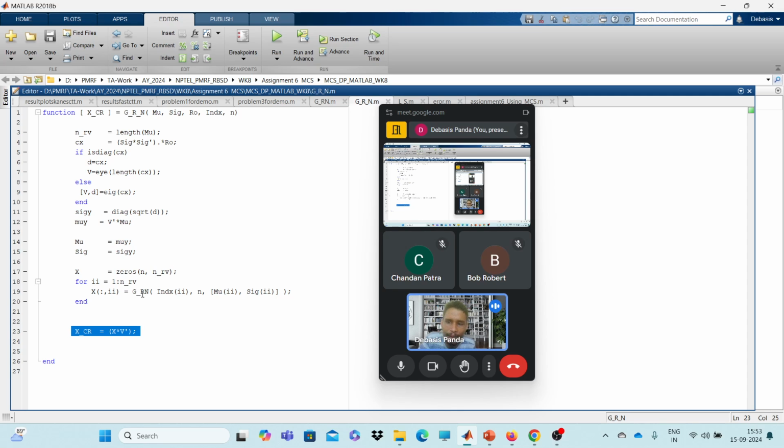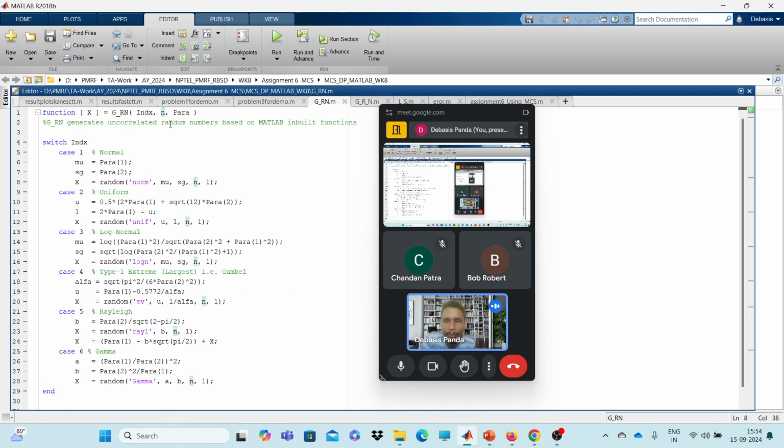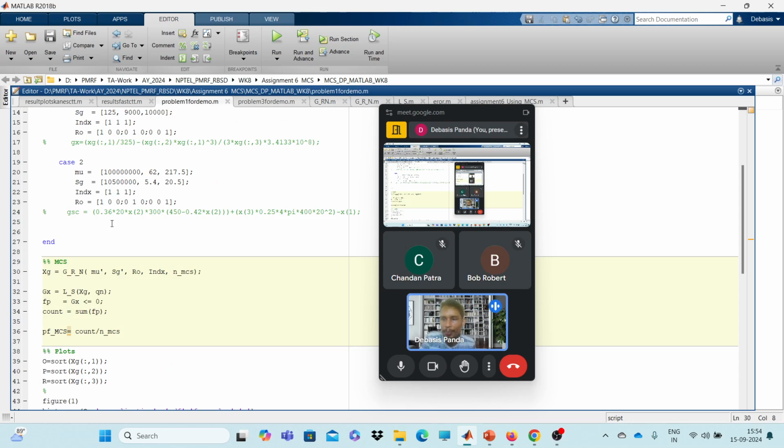Then after uncorrelation, it calls GRN, that means the random number generator, based on index and number of samples. How many samples you want to generate. So here I have provided these values, n values and all these values.